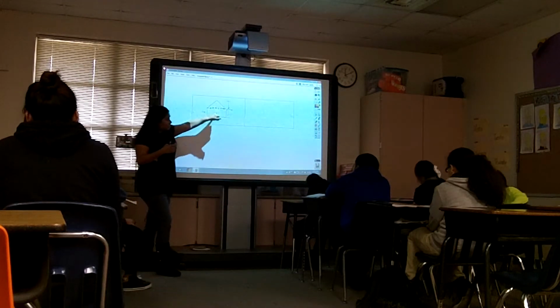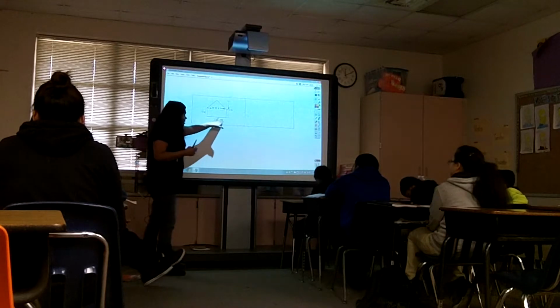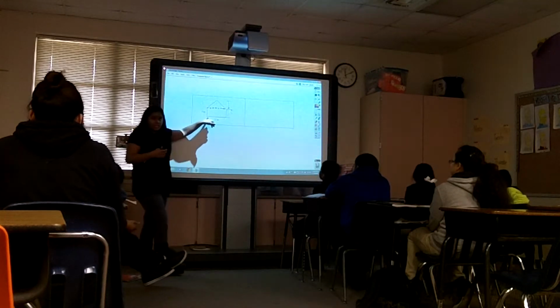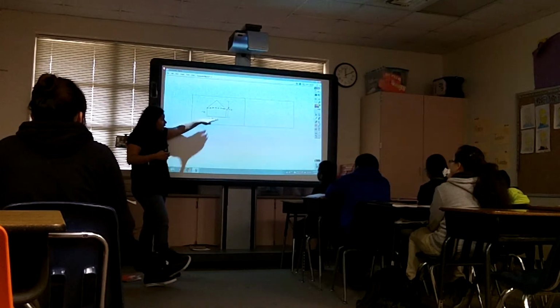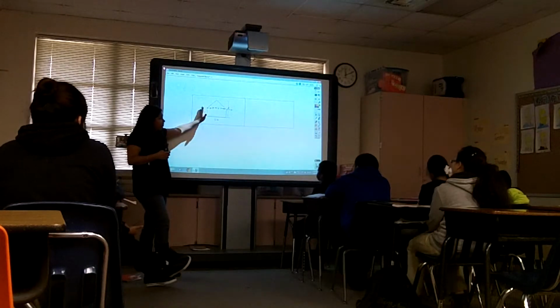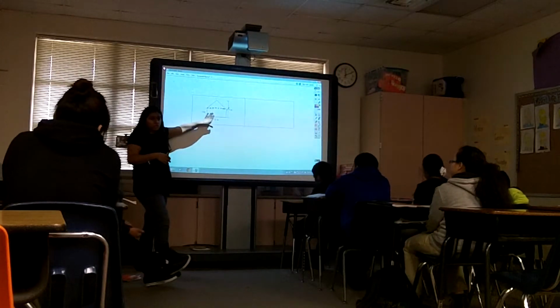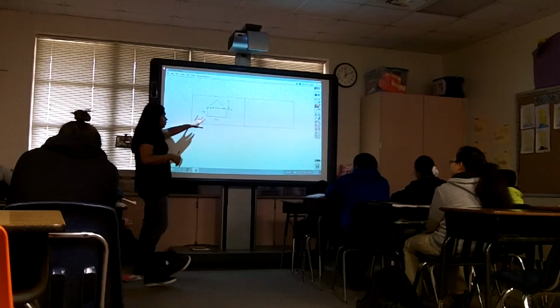So for my rectangle, the base is 12. What is the height of that rectangle? 4, right? Or the length and the width, right? So any questions on the rectangle? That should be easy, right? I'm going to figure that out just using those 2.